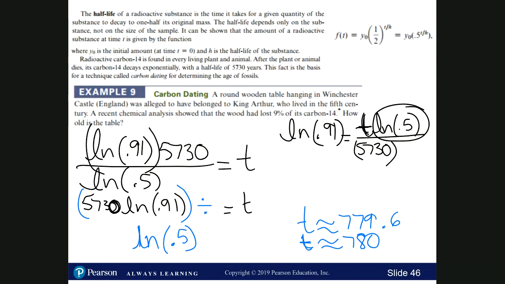At the time the table was found, you could assume that that amount of carbon-14 that was remaining in the table was lost, or the 9% was lost in this period of time, 780. I recalled that, in fact, let me look it up right now on my phone.